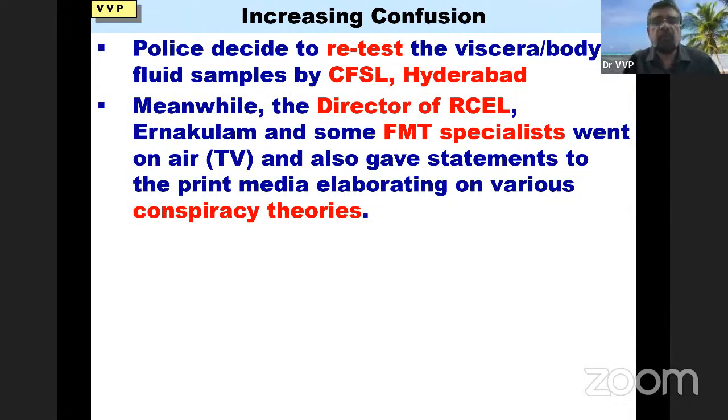In the meanwhile, unfortunately, the situation was being aggravated by some professionals going to TV channels or the media, giving all kinds of opinions leading to conspiracy theories. All this vitiated the atmosphere. It became a real controversial topic that was discussed daily in the newspapers and on TV channels, and all kinds of theories were floating around.